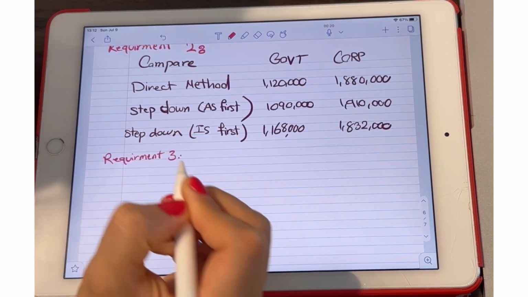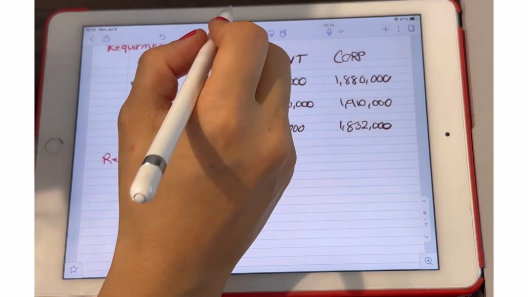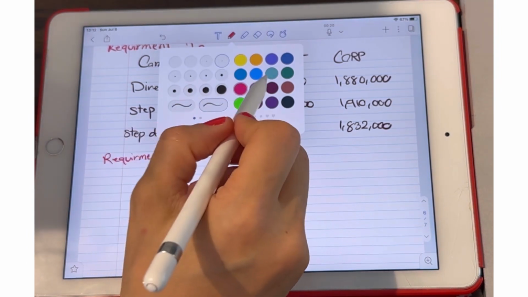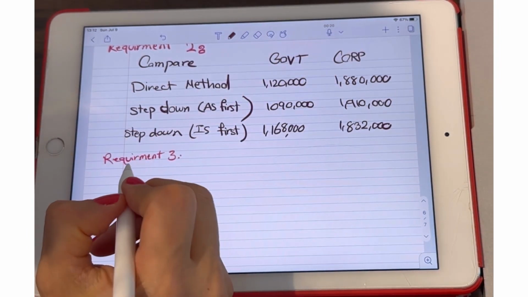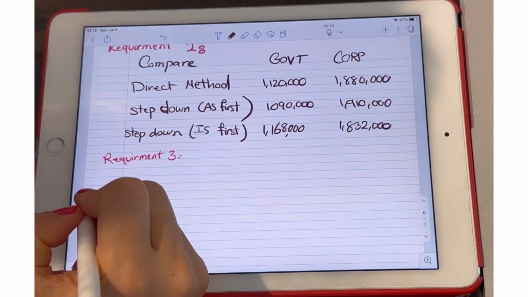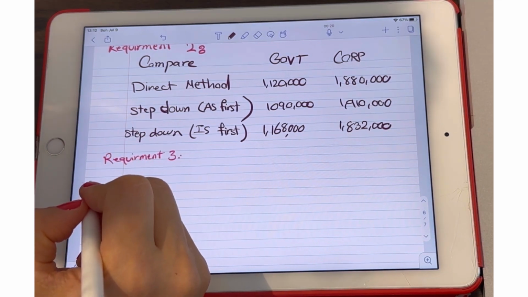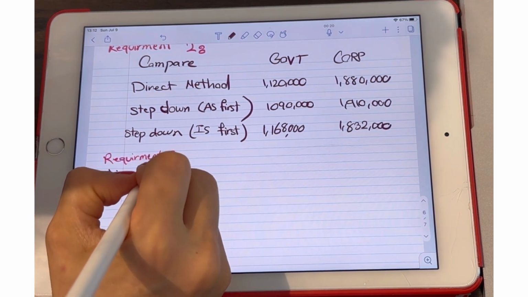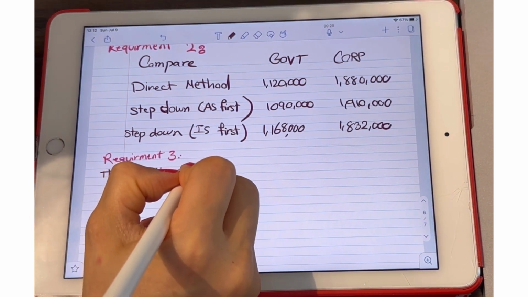And for requirement 3, by comparing these two numbers, we can see that we allocated more cost to the corporation department and less cost to the government department.